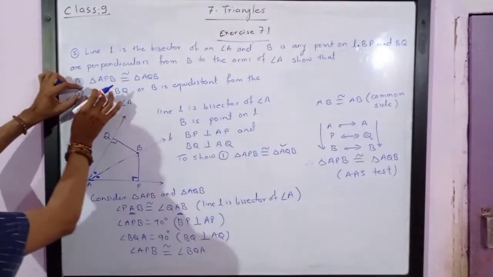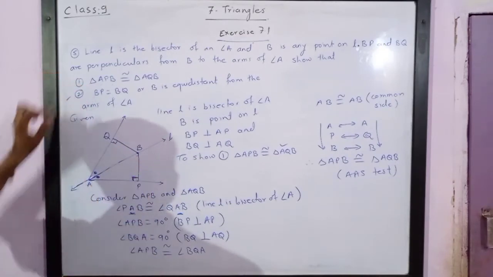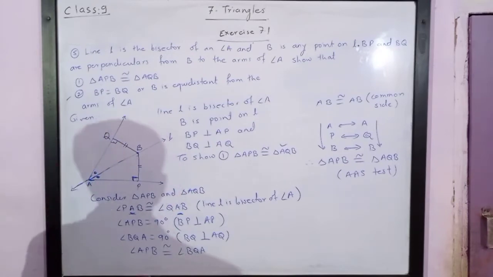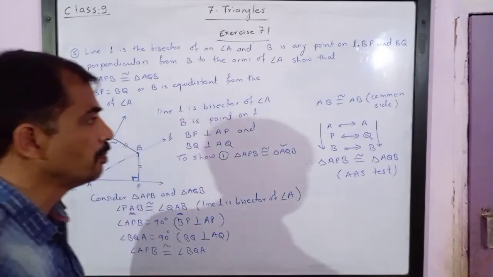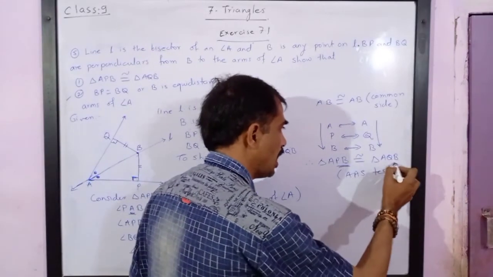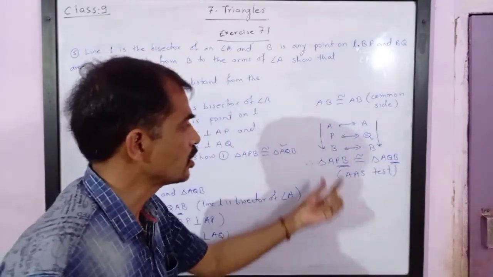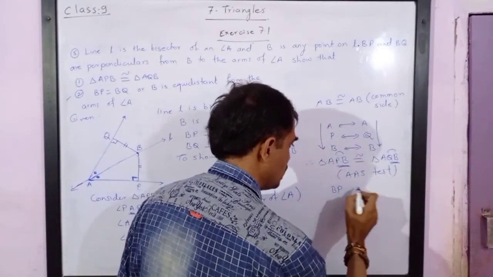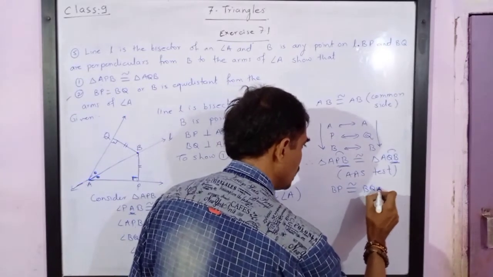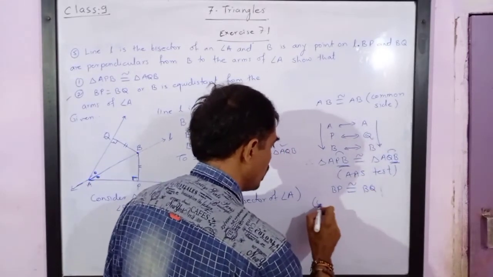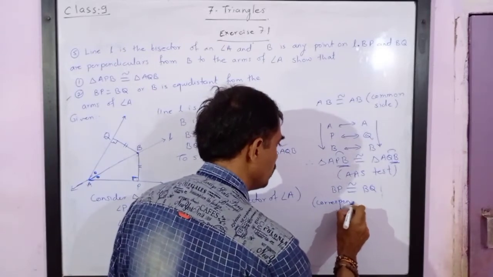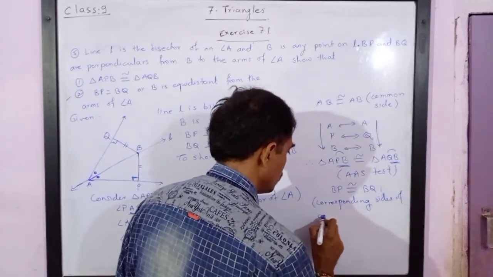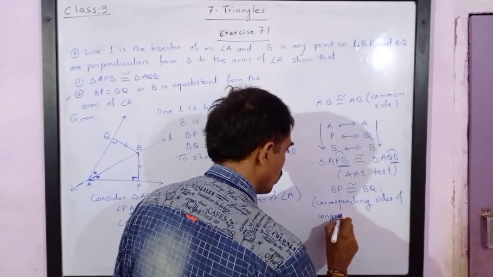Now the second part is BP congruent to BQ. This we have to prove. Please note, it is the corresponding part of the congruent triangles. BP is the side between the second and third vertex of both triangles. So I will get third and second is BP. Here also third and second is BQ. BP is congruent to BQ. Reason is they are corresponding sides of congruent triangles.